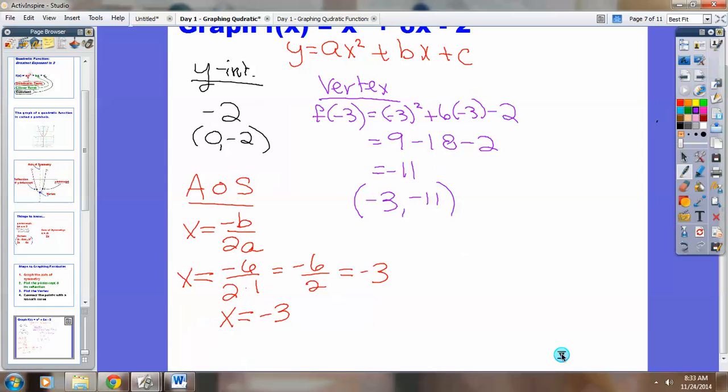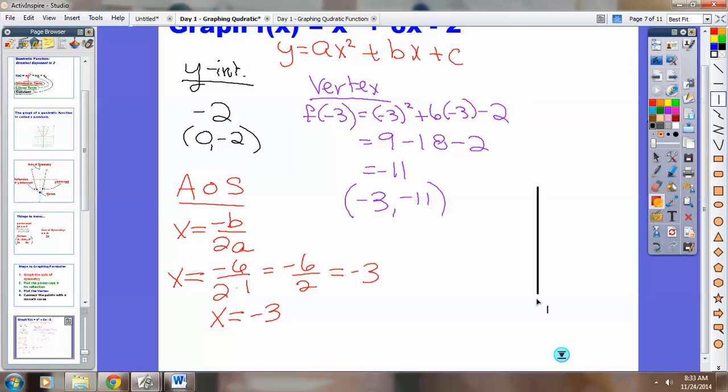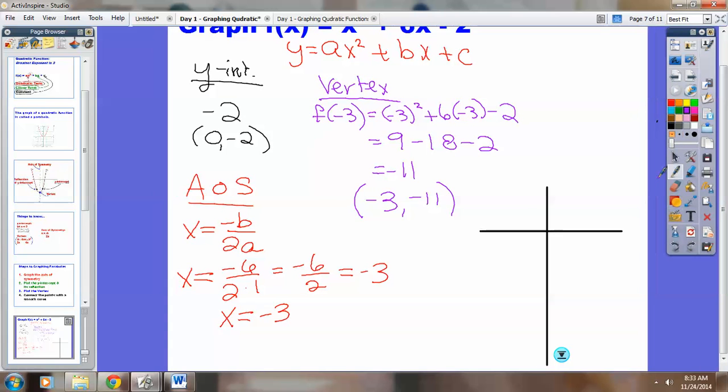Our axis of symmetry is at x equals -3. That's going to be a vertical line, an up and down line, at -3. We use a dashed line because it's really not a physical part of our graph. It's more of a guideline for us to use when we're graphing. So use a dashed line for that if you would. Our y-intercept is at 0, -2.